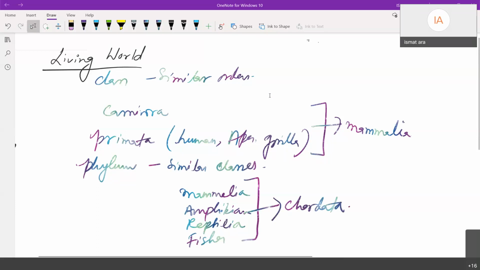With this, we have completed the chapter. So students, we have seen the NCERT portion as well as the outside NCERT portion, as well as where previous year NEET questions have been asked. We have covered all the topics of the living world.